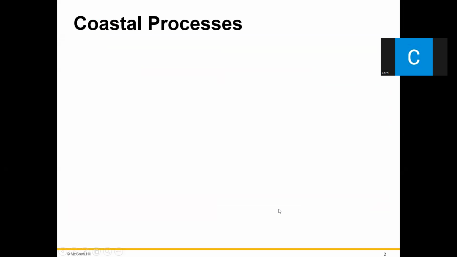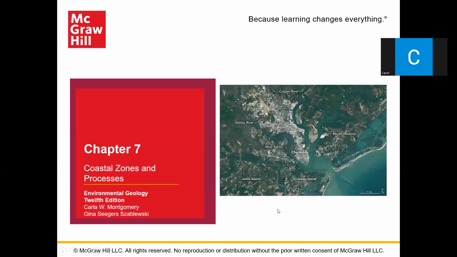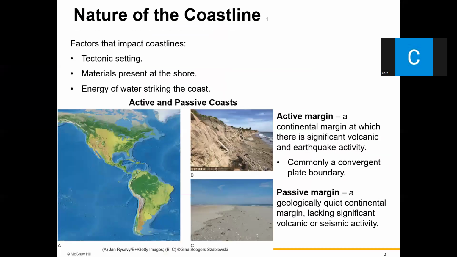Okay, so this is chapter 7, coastal zones and processes. We're going to be starting with coastal processes. So, why do some beaches look different than others? Why don't they all look like this?